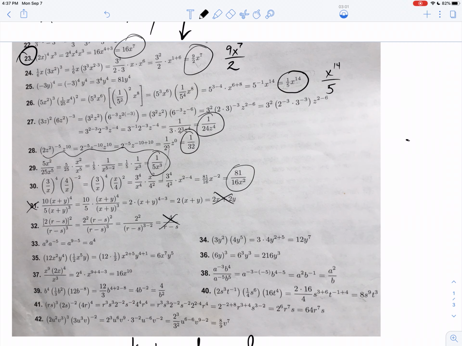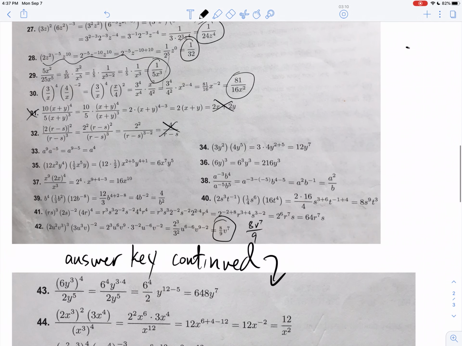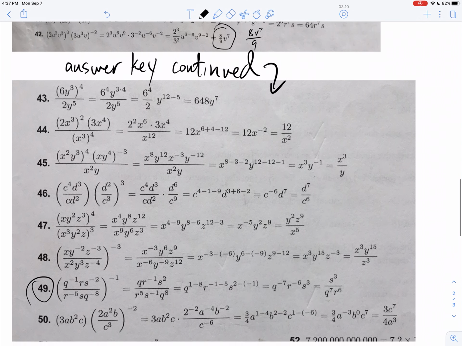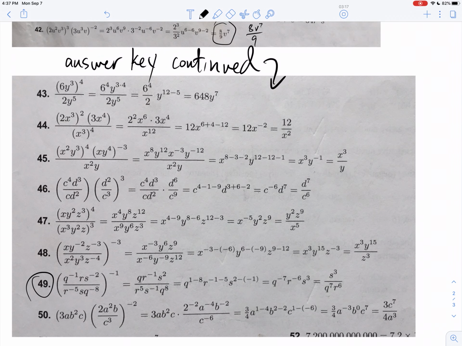But I'm just looking ahead here. I don't see anything else that's peculiar except for this guy right here, 8/9 v to the 7th. Could be 8v to the 7th over 9. And then here's the other part of the answer key. So stop here at 49. And you'll see they have all their answers written out for those.